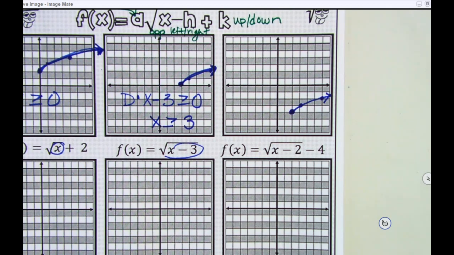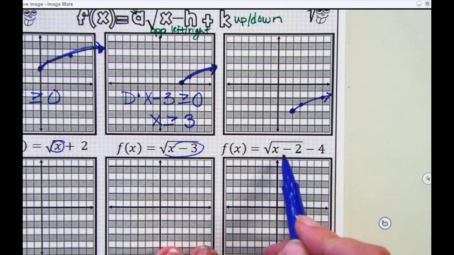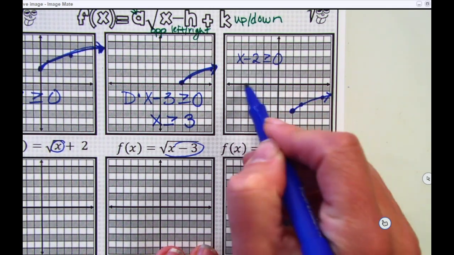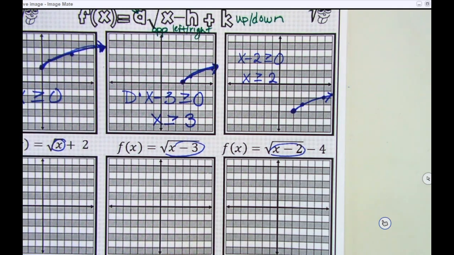What do we need to set to greater than or equal to in this case? Do we need to use the minus 4? No, only what's under here. X minus 2 needs to be positive, so x has got to be greater than 2.